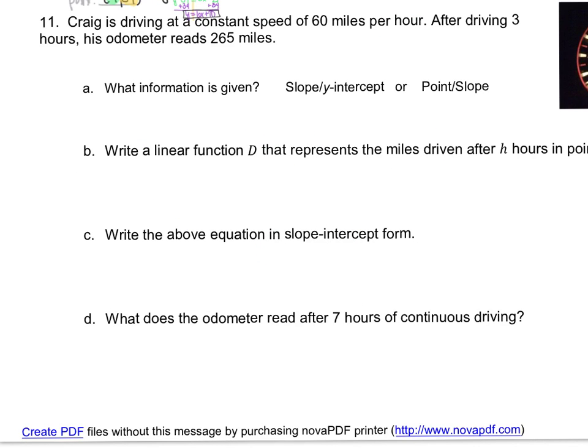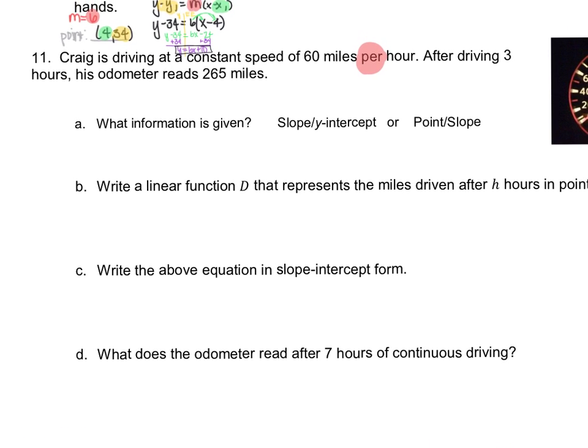So last problem, Carlos is driving at a constant speed of 60 miles per hour. Right now, this word per should have jumped out to you because we've talked about time and time again that when we see the word per, what they are telling us is that this number is a slope. And more specifically, that it's our y's per our x's. So we know right off the bat without doing any work that our slope is 60.